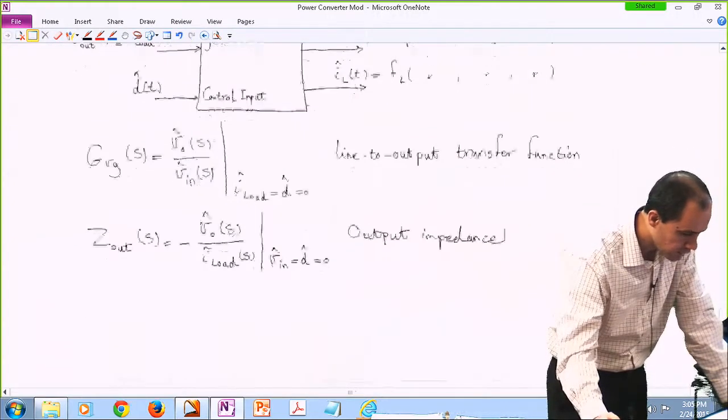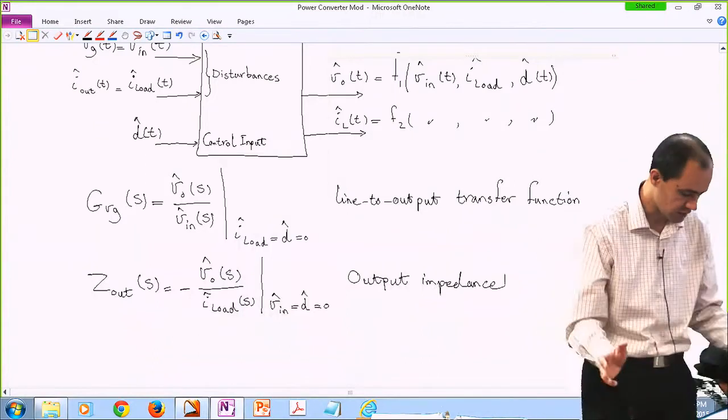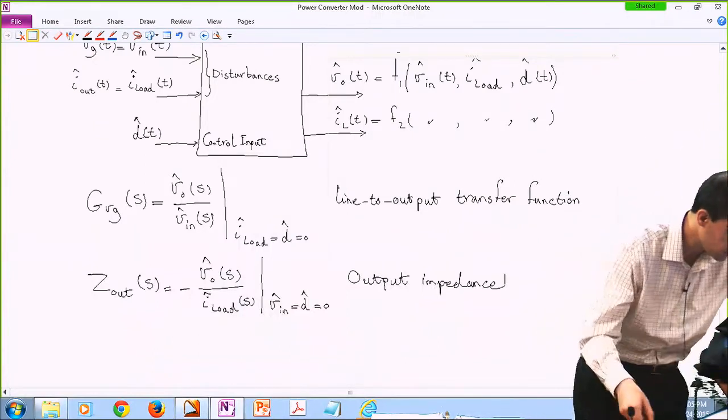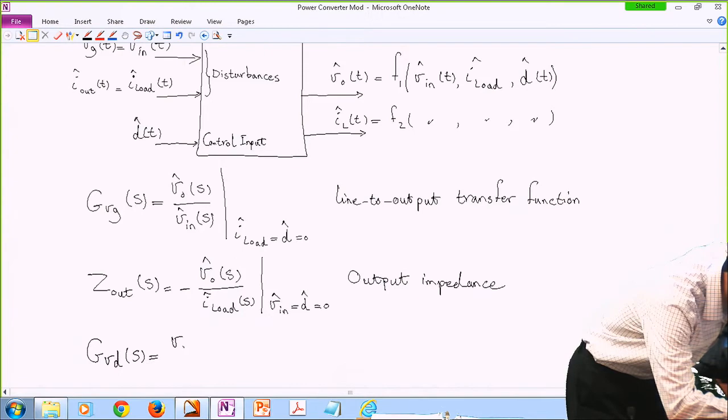And finally, the third transfer function, as long as the output voltage is concerned, is called the control to output transfer function, which means if I perturb the duty cycle, what happens on the output side.